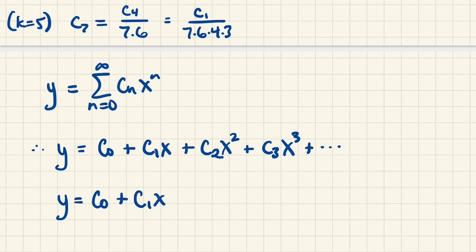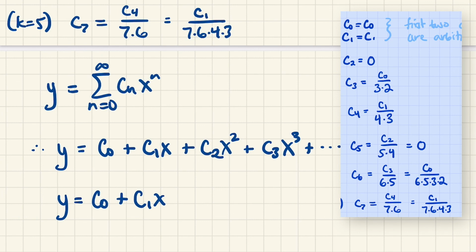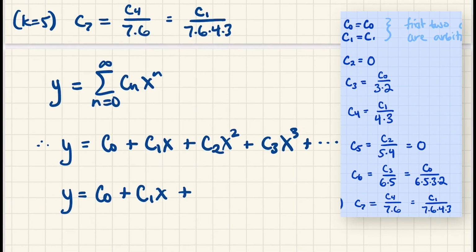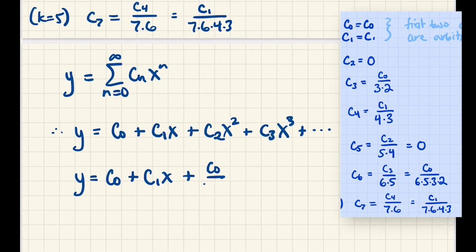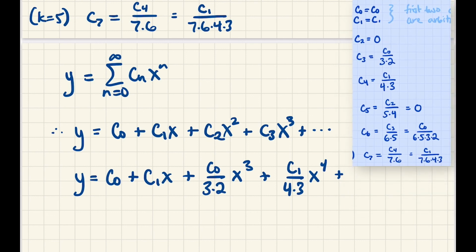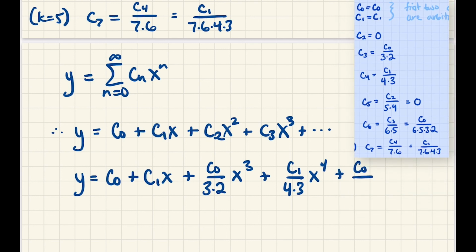So let's plug in what we know. Of course, we are saying that c0 and c1 are arbitrary constants, but then everything else depends on c0 and c1. c2 is actually 0, so let's just skip that one. c3 is c0 over 3 times 2. c4 is c1 over 4 times 3. c5 is 0, so let's skip that one. c6 is c0 over 6, 5, 3, 2. That would be x to the 6. And then we also found c7, which is c1 over 7, 6, 4, 3. And there's an x to the 7 there, plus dot, dot, dot.